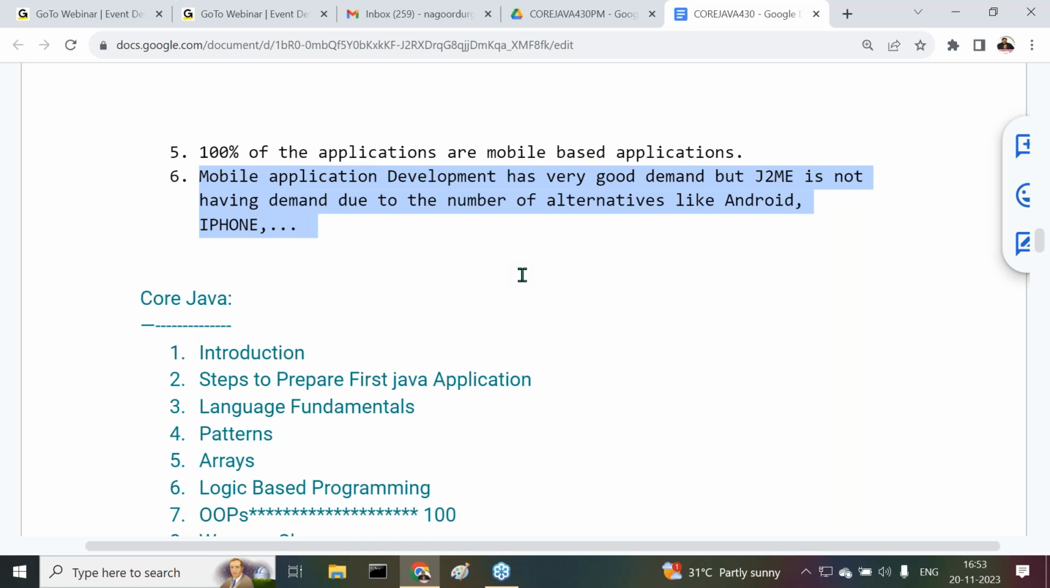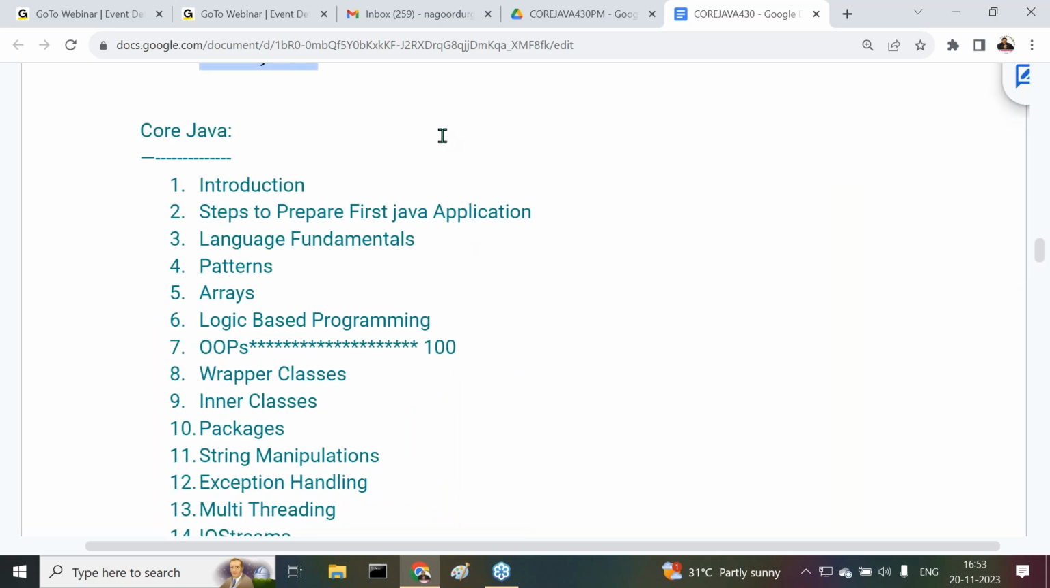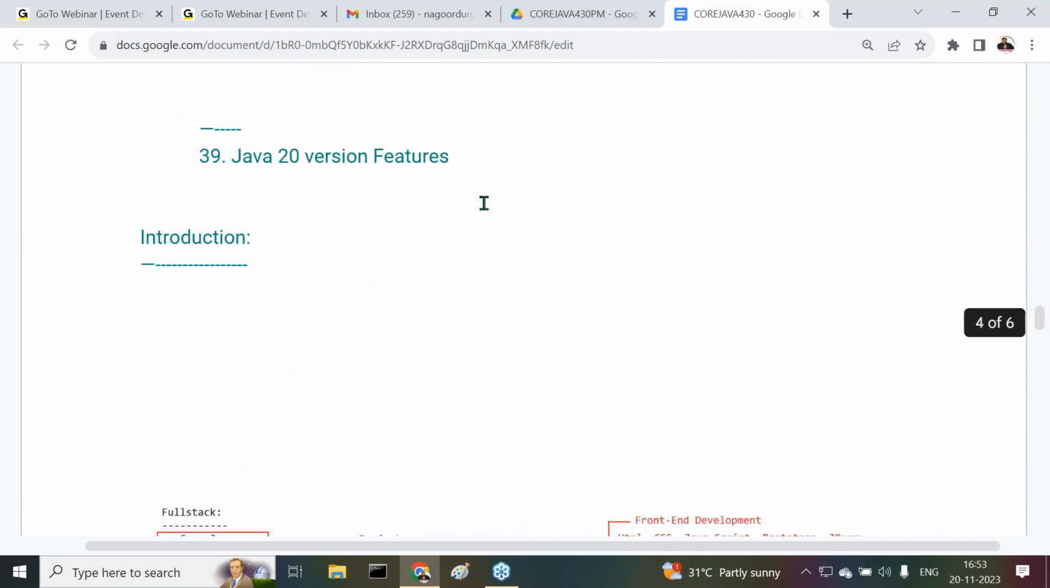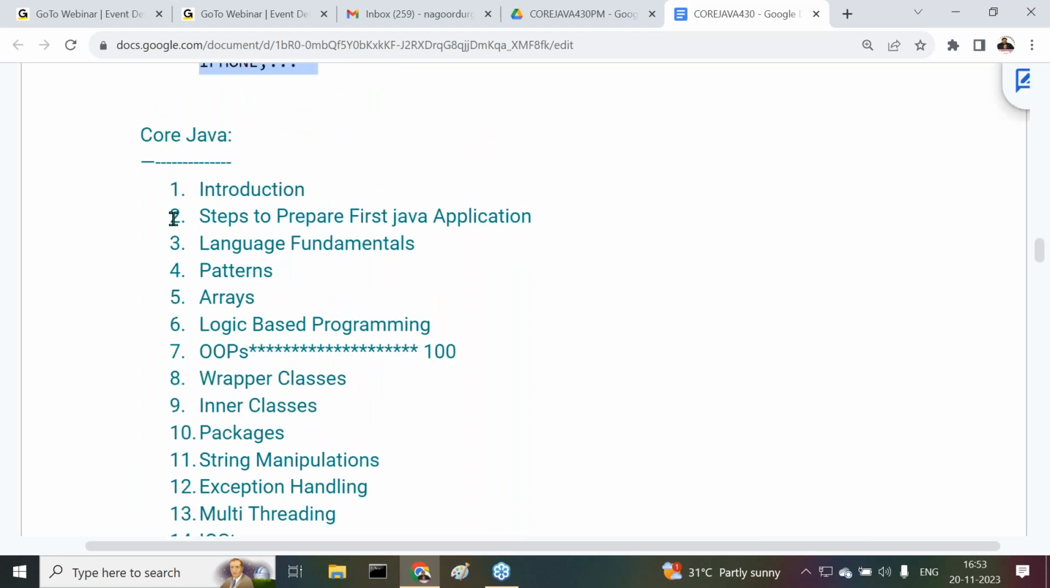Nobody is thinking about J2ME. These are the points we already completed in the last demo class. All right, now the core Java syllabus is given here. If you understand this core Java syllabus: the introduction part, steps to prepare the first Java application, language fundamentals, patterns, arrays, logic-based programming.